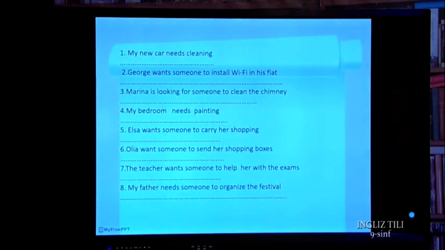I think today's lesson, the structure of have something done, is really clear for you all, guys. So this is your homework.